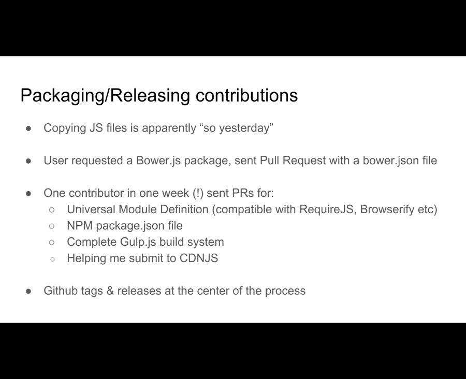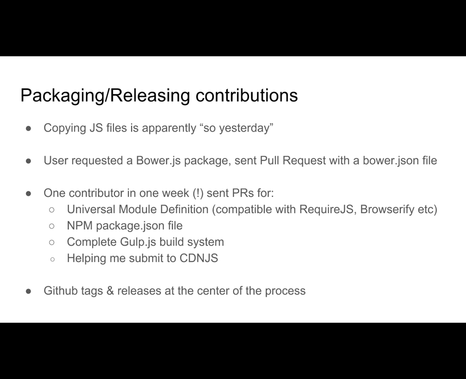called the universal module definition, which is basically a header that you put at the top of your file that makes it compatible with all of the different ways of loading JavaScript files. That was cool, thanks. He submitted a npm package.json file so I could add it to npm. Oh, super. He submitted an entire build system based on gulp. So, before I used to have to compile the code and move things around and change the versions in the Bower.json file. This guy gave me a whole build system.